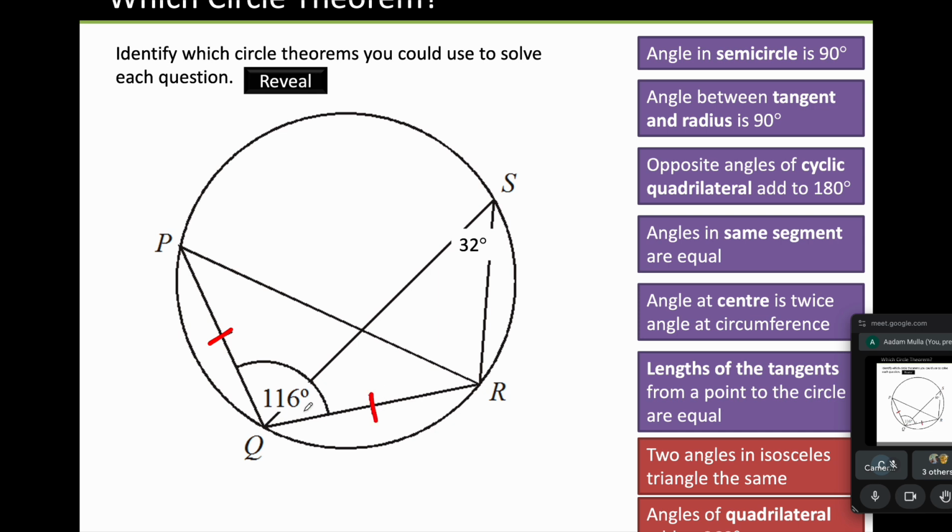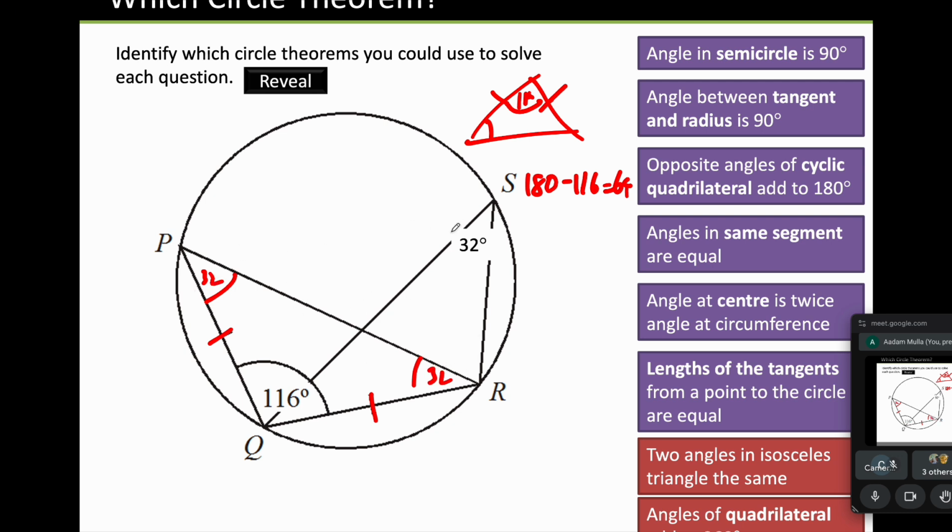If it's isosceles, this is telling me that PR is the base. That means that these two angles are going to be the same as each other. So I'll just draw it out here. This is my isosceles triangle, and I know that this angle is 116. I do 180 take away 116, and that's where you got the 64. I need to divide that by 2 to split it between those.